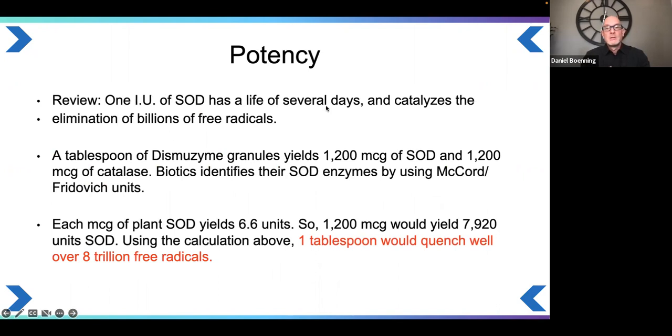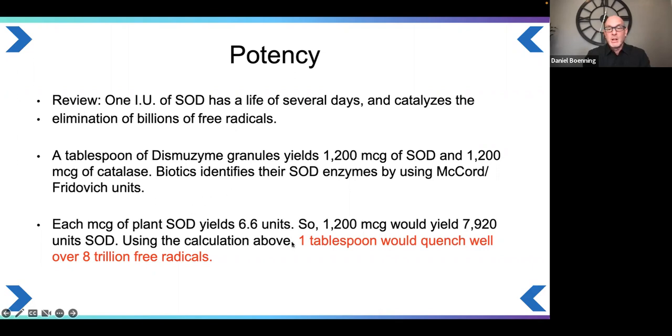So, a review. 1 IU of SOD has a life of several days and catalyzes elimination of billions of free radicals. A tablespoon, this is the one that I said doesn't taste the greatest, so find something to mix it in. I had a meeting last week with some doctors that work in the oncology arena, and they mix it into pizza sauce because they can't do the juice, since there is obviously no sugar for their active neoplastic patients. So a tablespoon of dysmuzyme yields 1,200 micrograms.